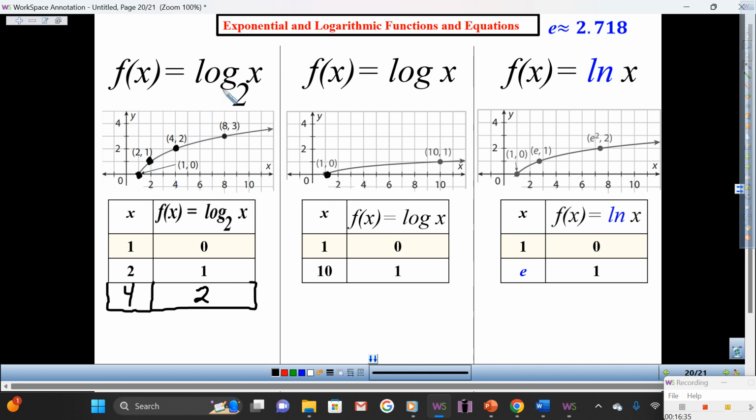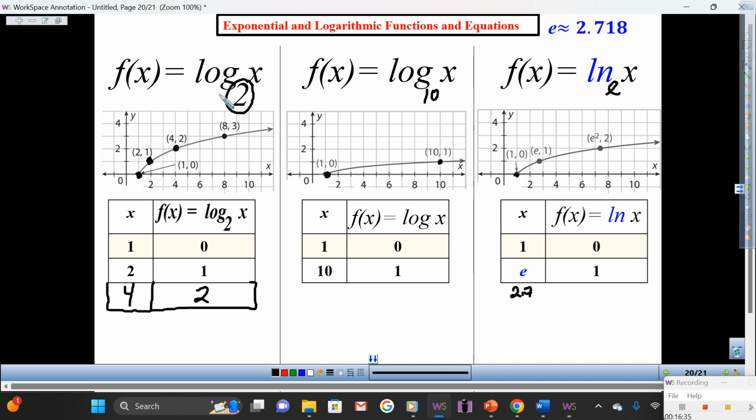Look at this one. What is the base? 2, so that's why it starts at (2, 1). What is the base of this one? 10, that's why it starts at what? (10, 1). What is the base of this one, everyone? E, that's why the next point is at (e, 1). What is e? 2.71. See, 2.7 and 1. That make sense? Yes? All right.